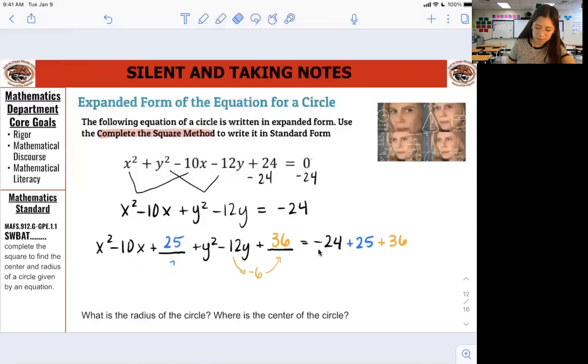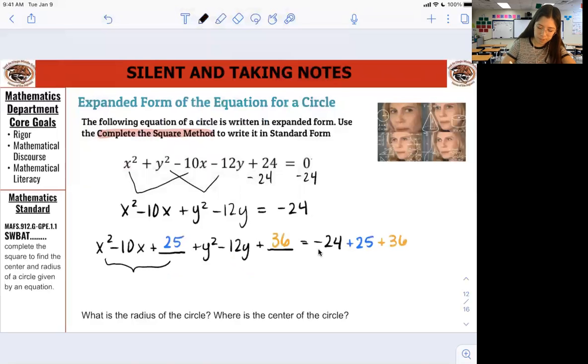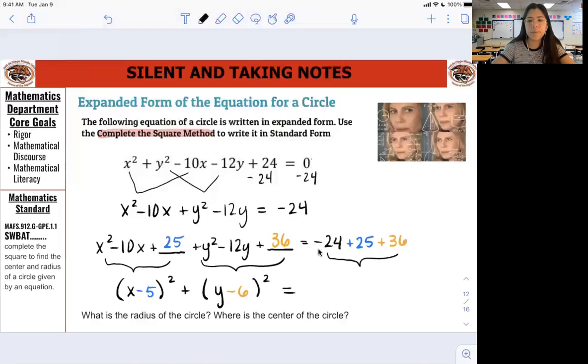And then finally, I'm going to factor. So I know that this trinomial is going to become, what's my magic number? What was my magic number for that one? -5. Same thing here. What was my magic number? -6. And let's add all of these up. -24 plus 25 gives me 1. 1 plus 36, I get 37. And now I have my equation of the circle.